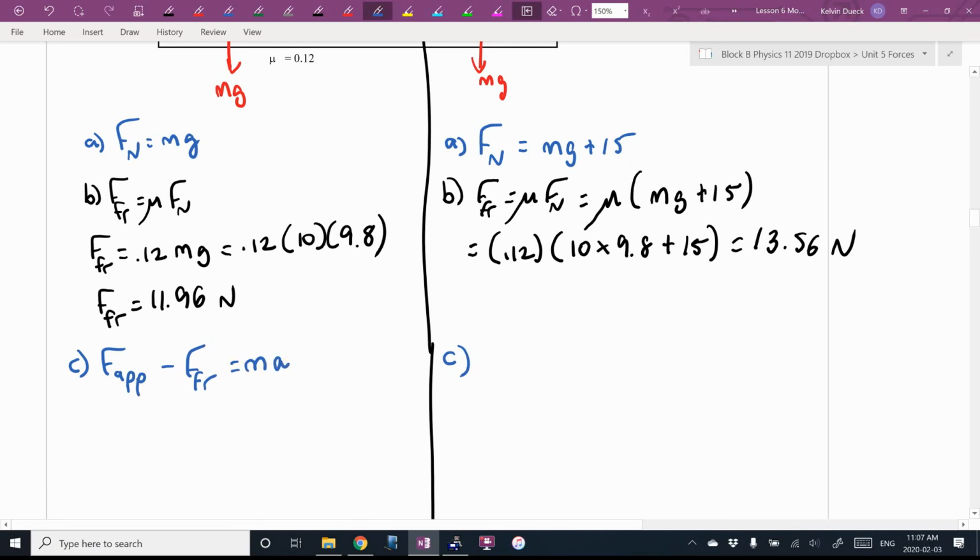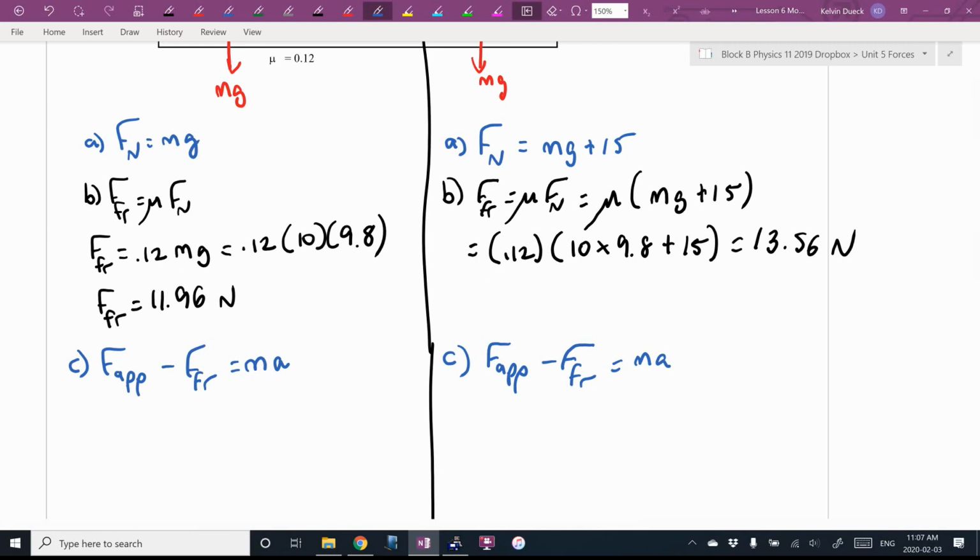What about your horizontal force equation? Who's winning? F applied minus, who's losing? What's that going to equal? Mr. Dueck, how come we have the same equation? Doesn't that mean we're going to get the same acceleration? No, because I think we have a different force of friction.